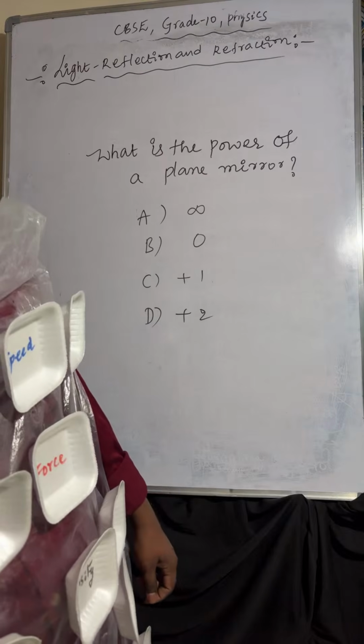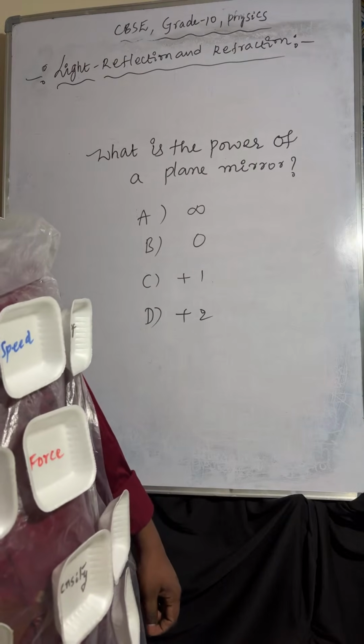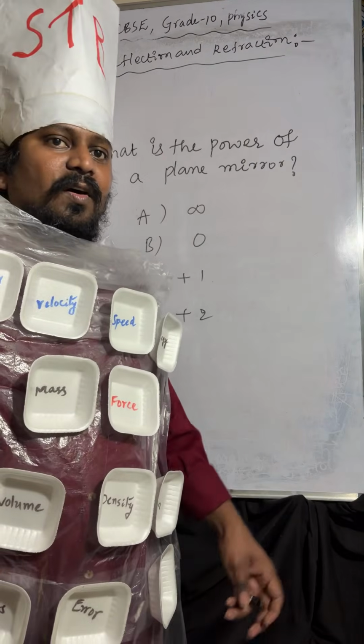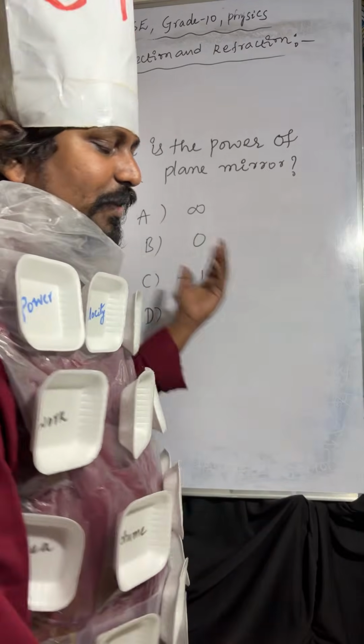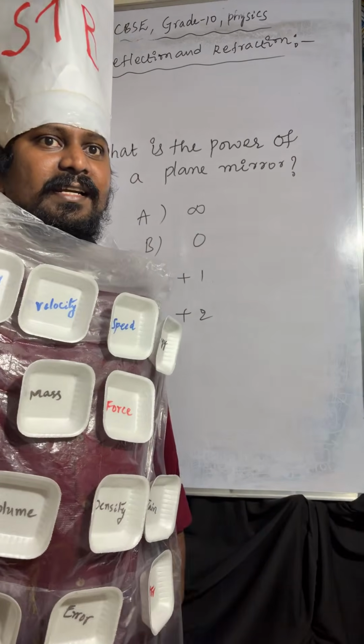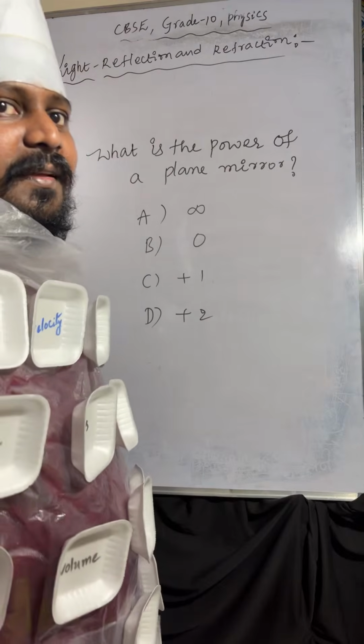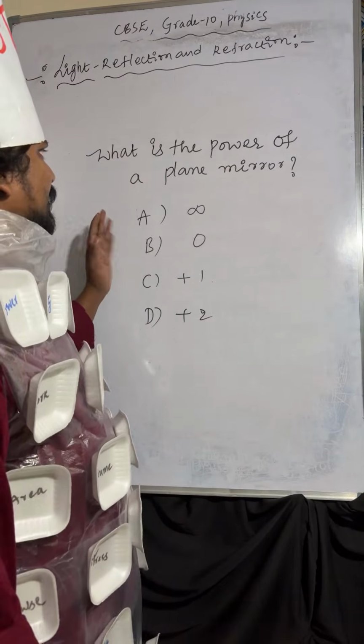Actually, what is the radius of curvature? The distance between the center and the pole. Okay? So there is no center, so we can't identify that, right? So that's why it is infinity. Okay, fine. From this onwards, I'll give the answer.